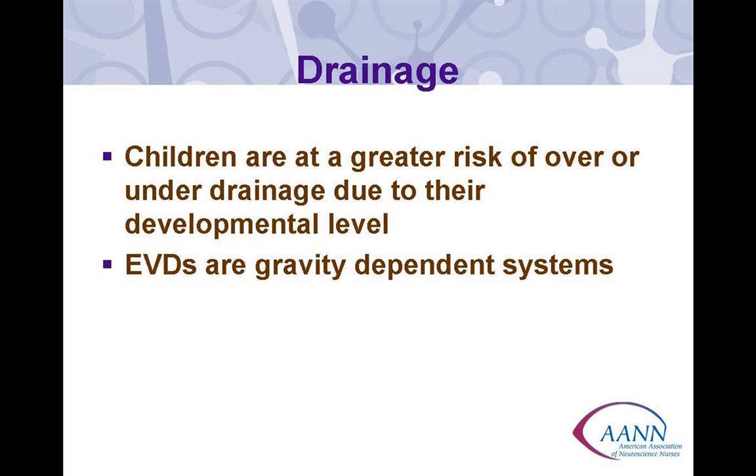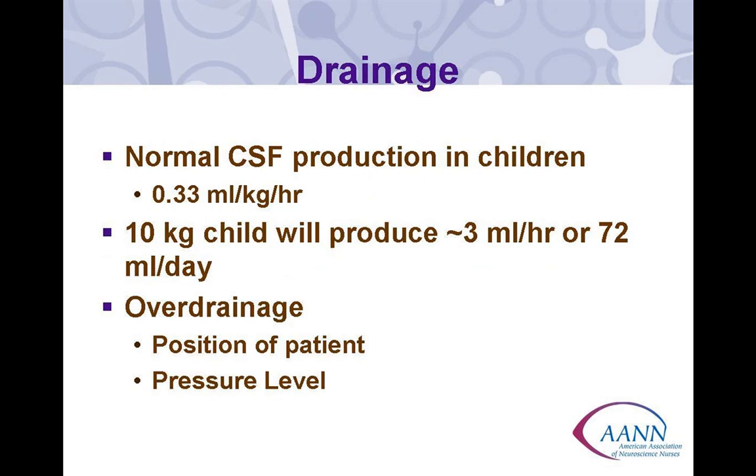Literature shows that the normal CSF production in children is approximately 0.33 mLs per kilo per hour. So for our particular 10-kilo patient, she would produce approximately 3 mLs an hour or 72 a day. So it's important to closely monitor their output. If the patient is overdraining, the nurse may need to verify the position of the patient and the pressure level. And if they're draining too much or too little, that would be a red flag to make sure we're talking with the physician or APN to make sure that our pressure level is at an adequate position.